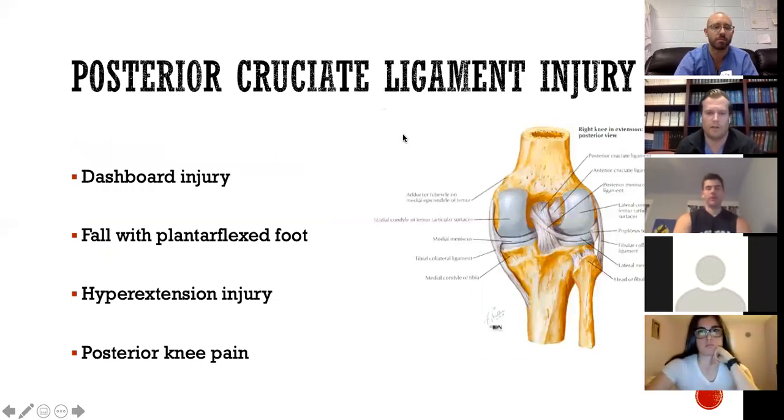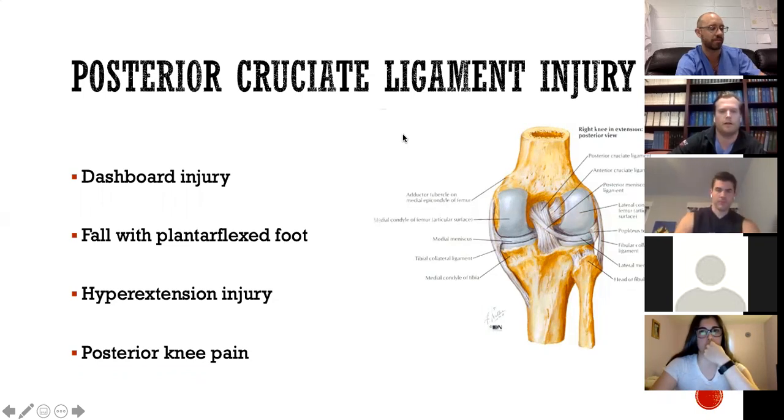Moving on to posterior cruciate ligament injuries. This is commonly described as a dashboard injury. It also occurs in patients that have a fall with a plantar flexed foot and can result from a hyperextension injury. Patients will describe most commonly some posterior knee pain associated with the injury.